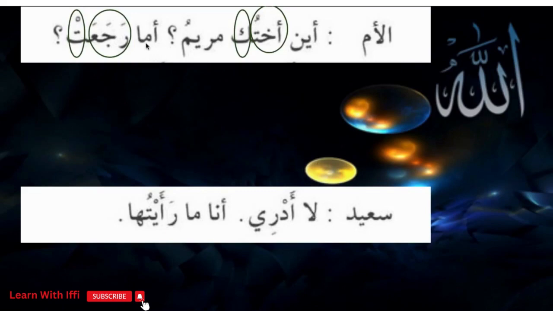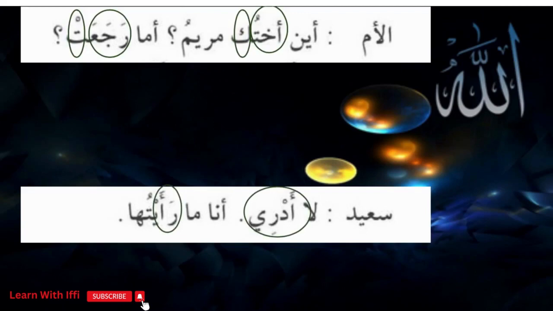So if it is a negation, you just say la. But if it is in affirmation, and you have ama raja'at, and if she had already come, you use bala. Raja'at, you could have said. But here he says, I don't know. La adri. Ana ma ra'aytuha. See, ana is mubtada. Ma is harfu nafi. And we have ra'aytuha.